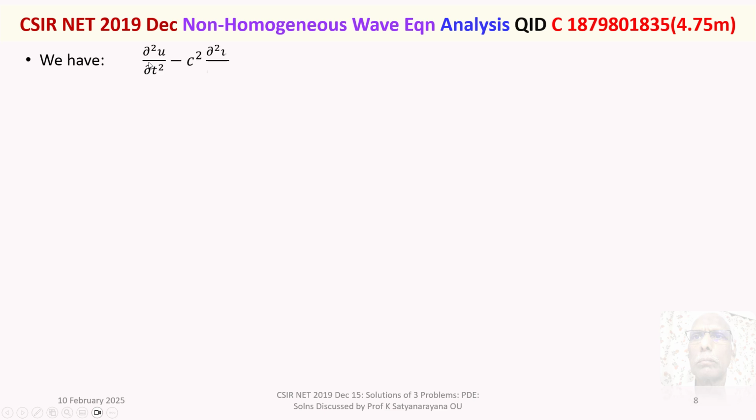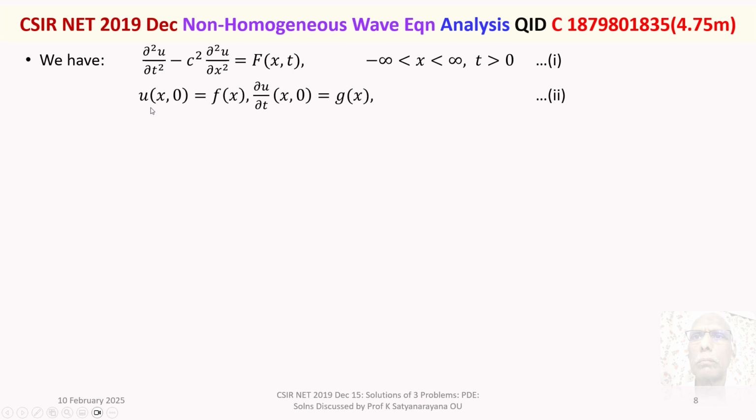We have this equation, ∂²u/∂t² − c² ∂²u/∂x² = f(x,t), where x belongs to the open interval (−∞, +∞), t > 0. Let's call this equation 1. And given the initial conditions, suppose these are the initial conditions taken in a standard equation: u(x,0) = f(x), ∂u/∂t at (x,0) = g(x). Let these conditions be 2.